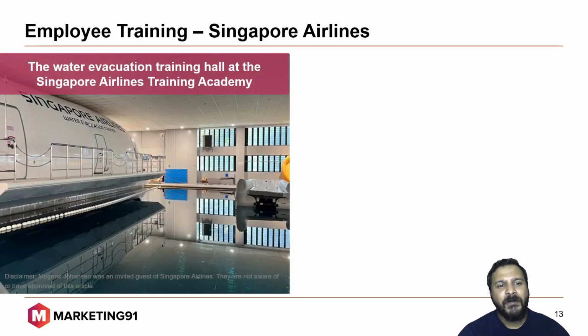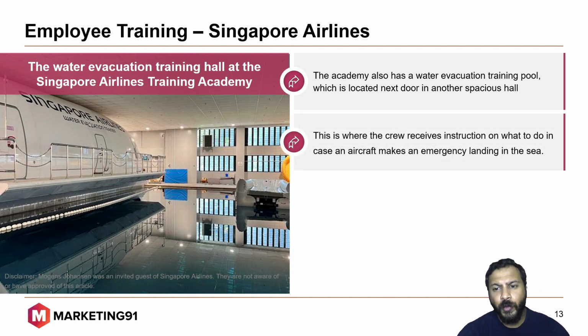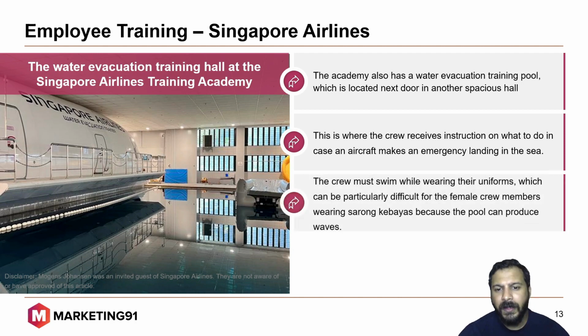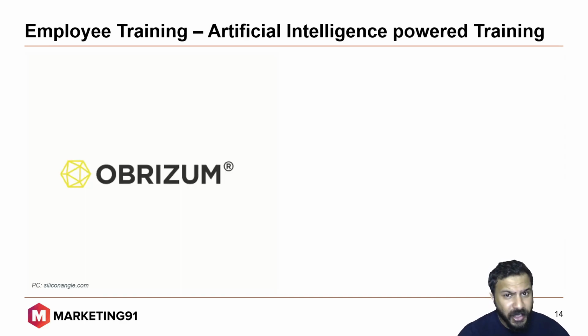Moving forward, the water evacuation training hall at one of the academies. The academy also has a water evacuation training pool which is located next door in another spacious hall. This is where the crew receives instruction on what to do in case an aircraft makes an emergency landing in the sea. The crew must swim while wearing uniforms, which can be particularly difficult for female cabin crew members wearing sarong kebayas because the pool can produce waves. So they must not only leap down the slides, but they should also need to swim in the simulated wave pool.